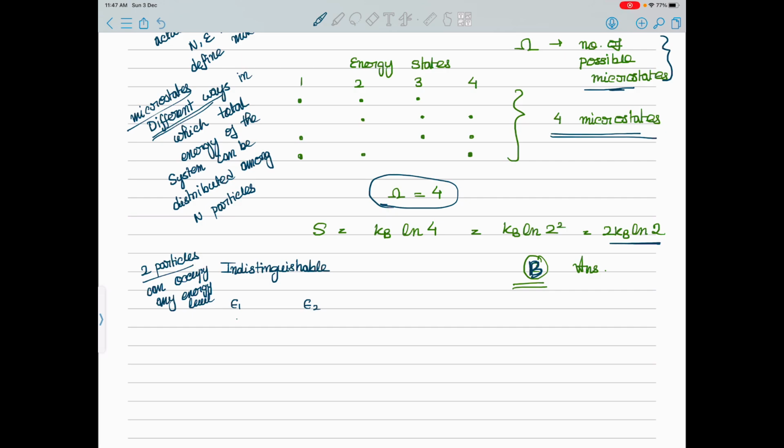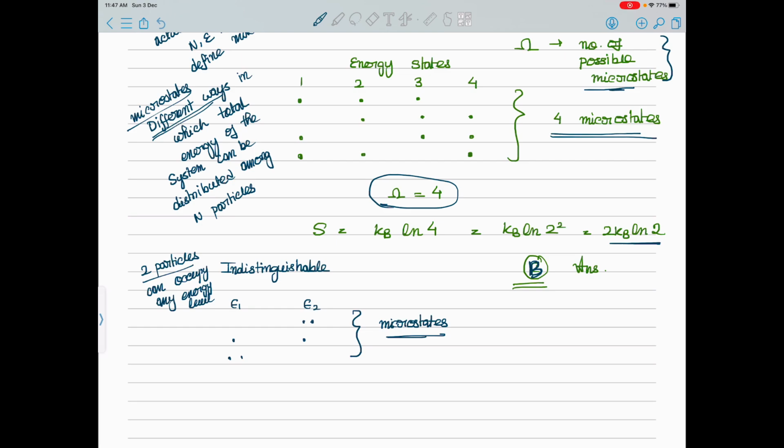So what will happen is that in epsilon 1, suppose there is nothing, but in epsilon 2 there are two particles. Or epsilon 1 has one, epsilon 2 has another. Or epsilon 1 has two. So these are the three possibilities which we call the microstates. These are the different ways in which the total energy of the system is distributed among the two particles.